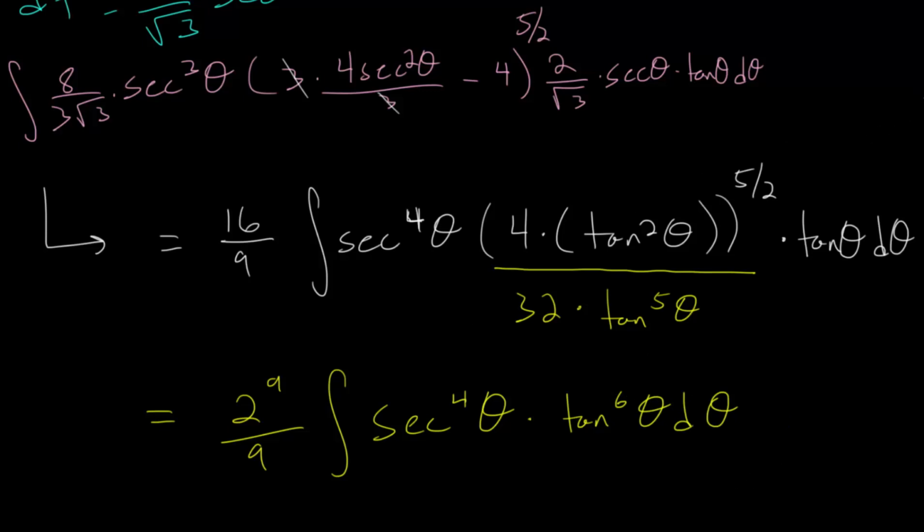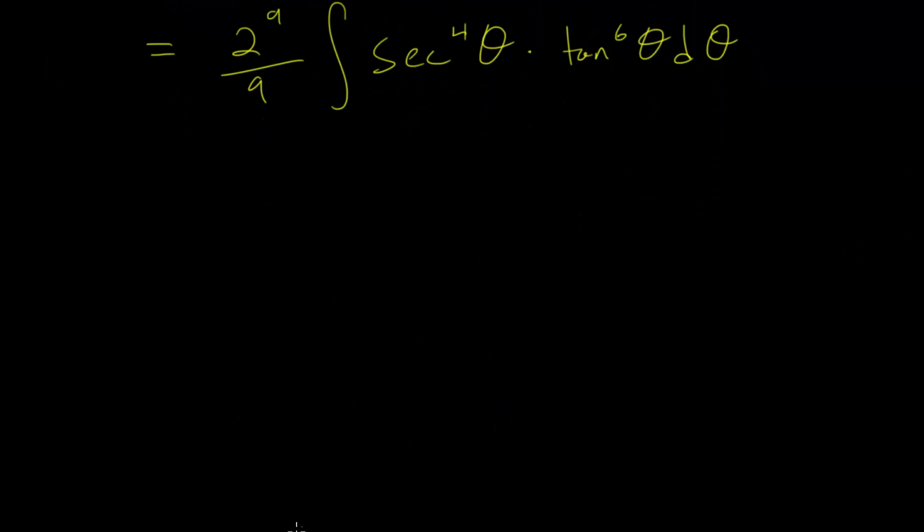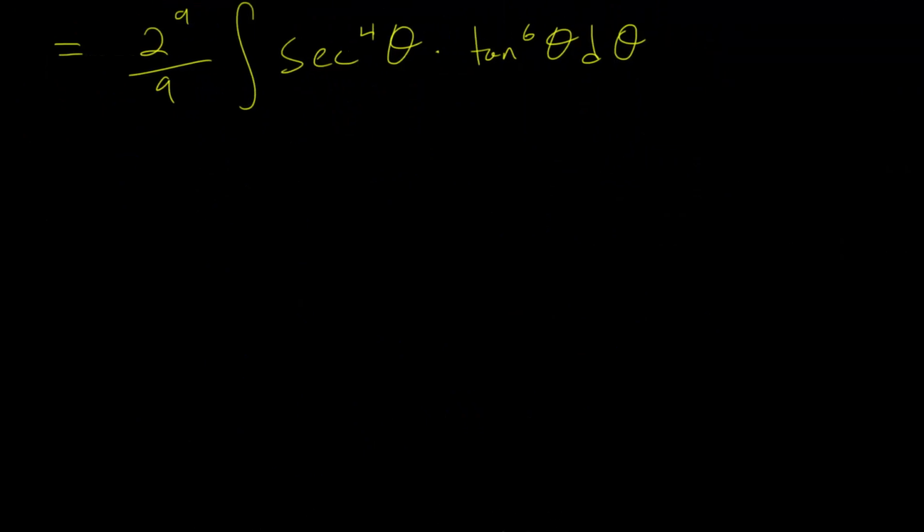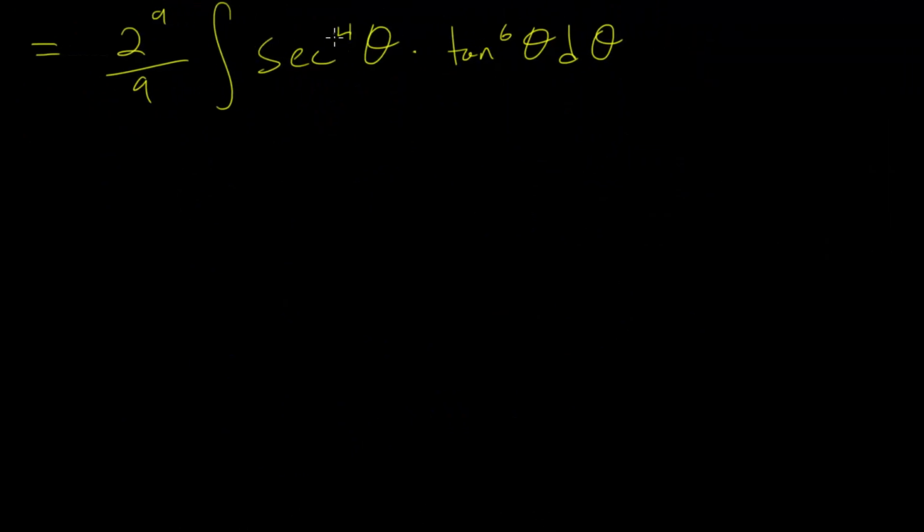Now from here, let me just make a little bit of room so that we can keep working. We have this secant of theta to the 4th power, where this is really secant squared of theta times secant squared of theta. And we know the secant squared of theta is just the tangent squared of theta plus 1. And if we make this substitution, we can simplify our integral and use a u substitution. Now 2 to the 9th, that is just 512 over 9.